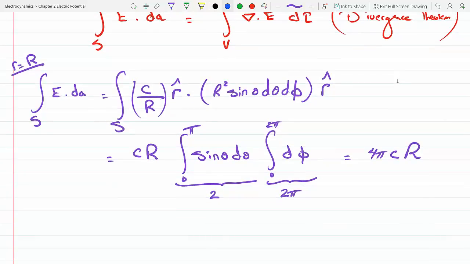Let's do the right hand side. So the right hand side is the integral of the divergence of E d tau.